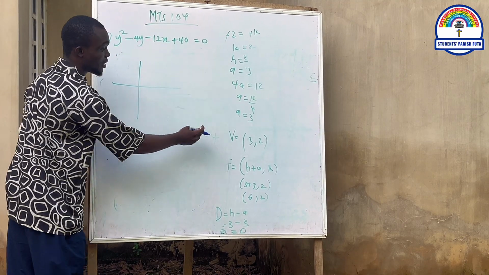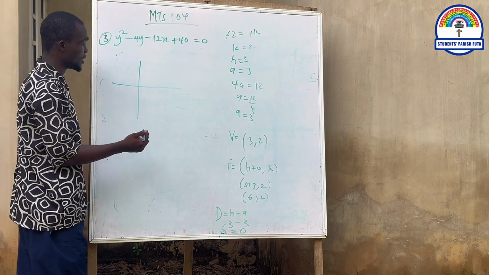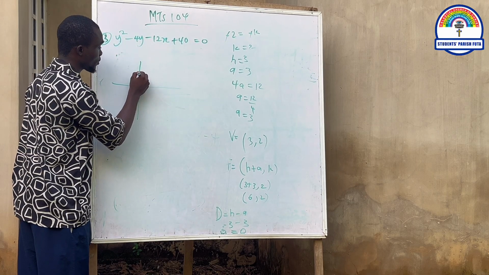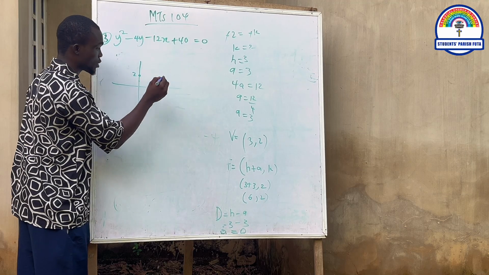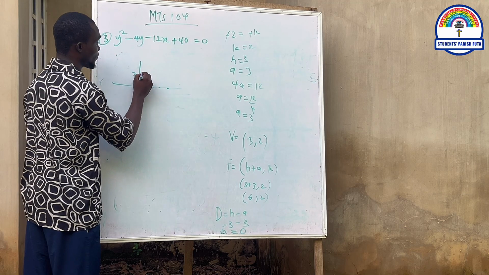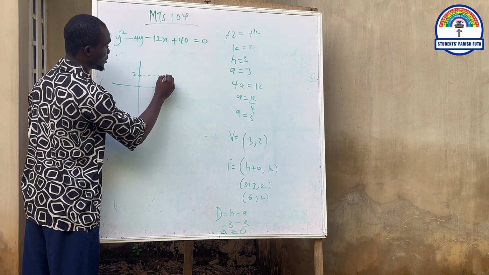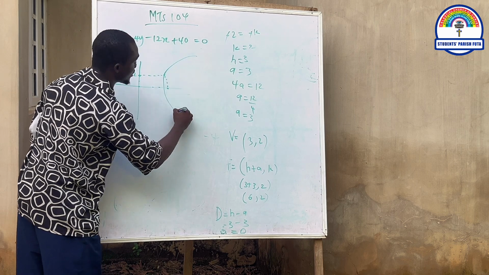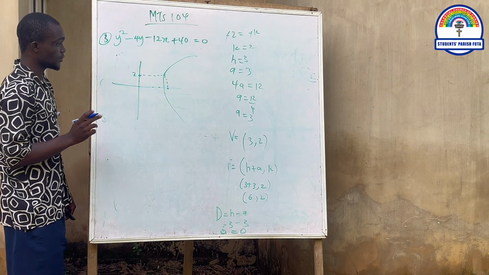Our vertex is (3, 2), so that's 2 on y, this 1, 2, and let's put 3 on x. This 0, that's 1, 2, 3. So the point is like this. Do you understand?